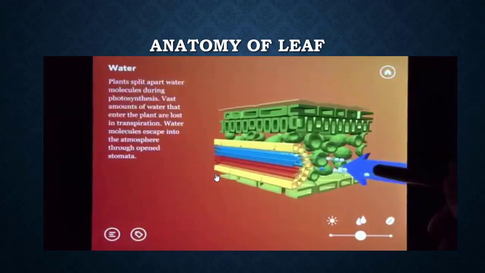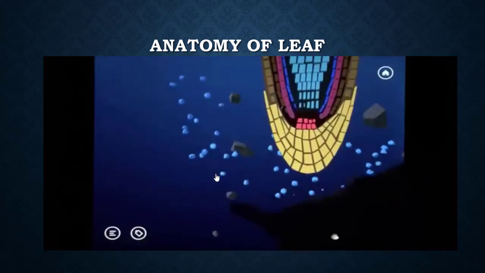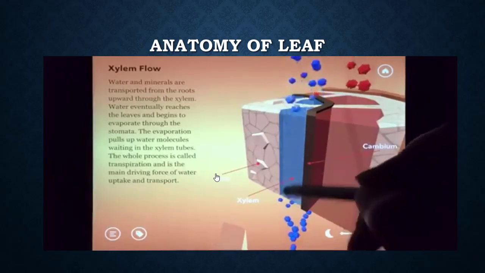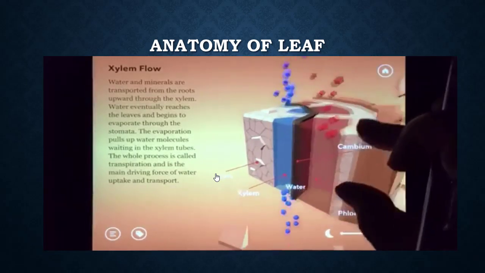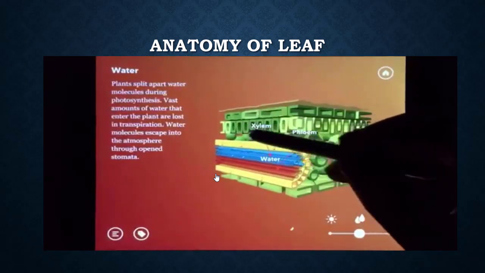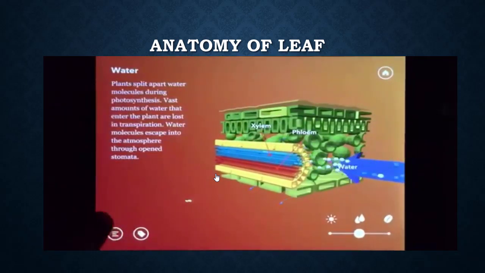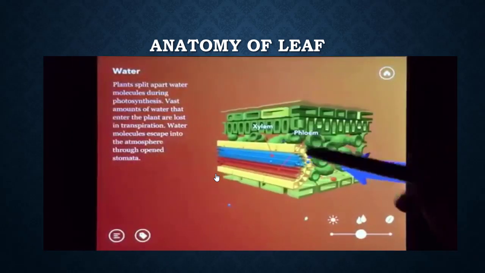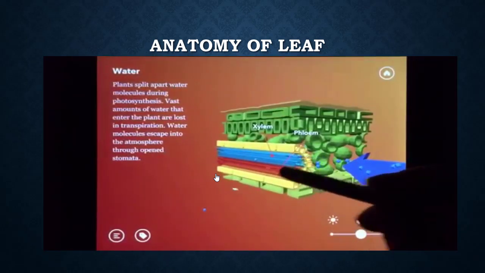Then you know that the water supply is much more necessary in the transpiration and food making process. You are seeing this osmosis, water molecules, and then the flow of water in the xylem. That xylem flow is going on, see alongside it. You see there are xylem tubes with water. Water is going through them, and xylem and phloem are taking water basically. Then it splits water molecules during photosynthesis.